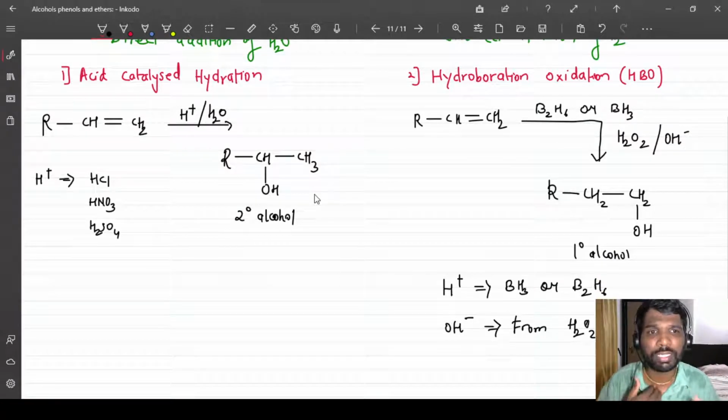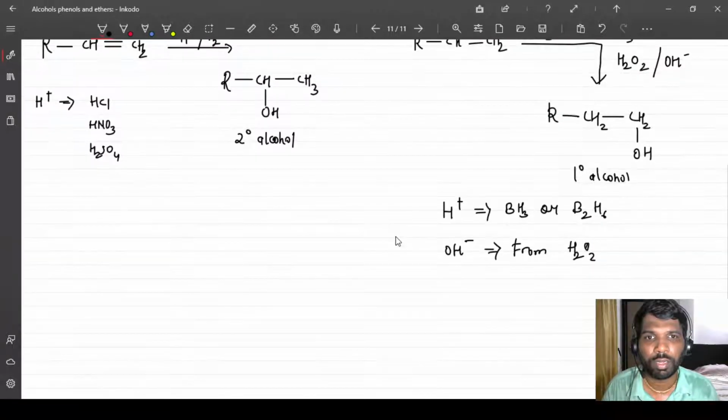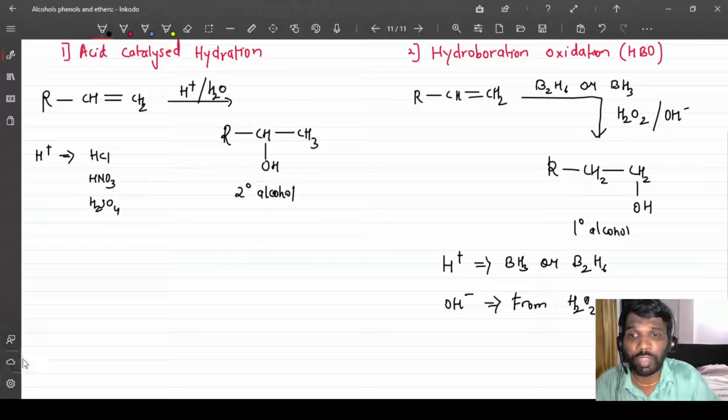Now, there are a lot of differences in both these reactions. The first difference we can identify directly is that in one case there is a secondary alcohol and in the other case we are getting a primary alcohol. This is the first difference.